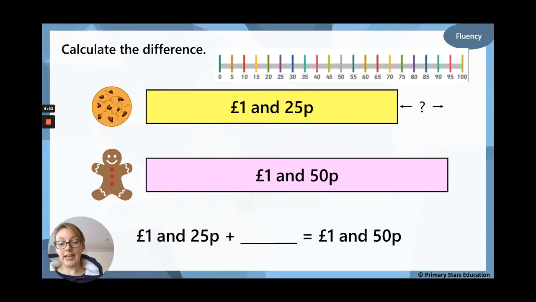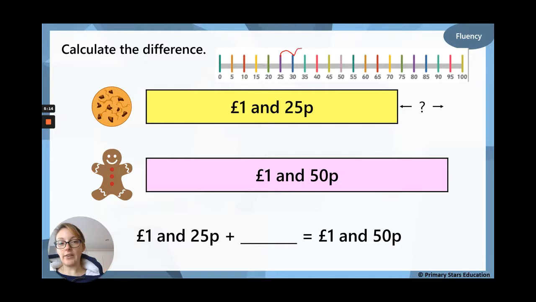So again, I'm going to use my number line. And I know that both of these amounts have £1 in, so the pounds are the same. It's the pence that are different. So we need to find the difference between 25p and 50p. So again, I'm going to count in fives. So I'm going to start on 25 this time on my number line because this is my smaller amount. And I'm going to count in fives to see how many more I need to get to 50. So 25, count in fives.